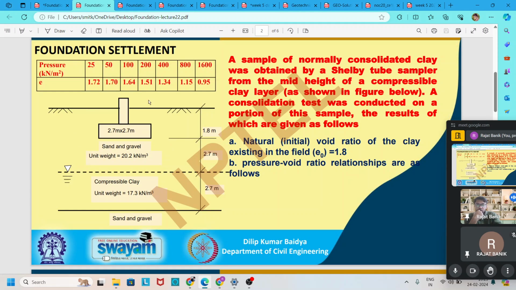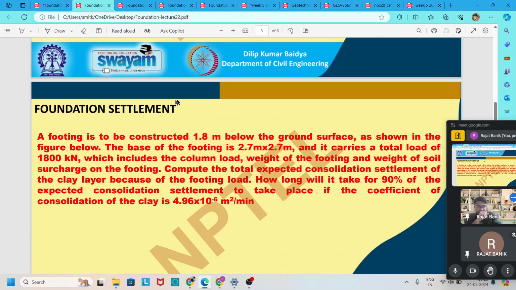In lecture 22, a similar type of problem is given, and in this we have to find out one extra thing: the time taken for the degree of consolidation of 90%, if the coefficient of consolidation is 4.96 into 10 to the power minus 6 meters square per minute. Also, we have to find out the primary consolidation settlement of this clay layer.